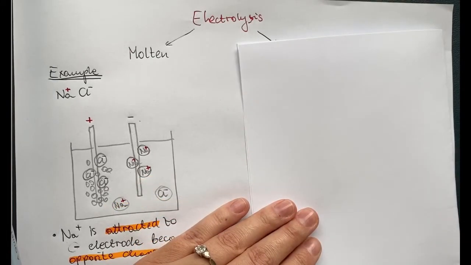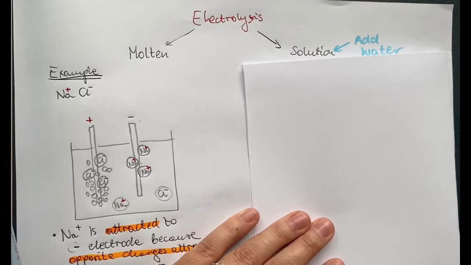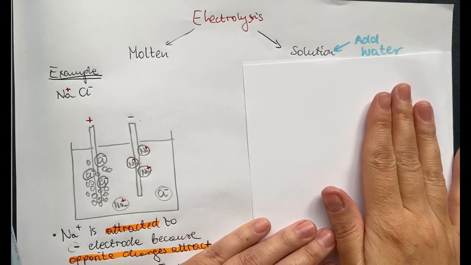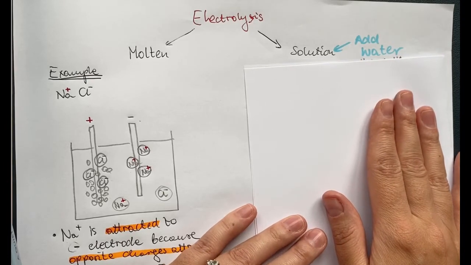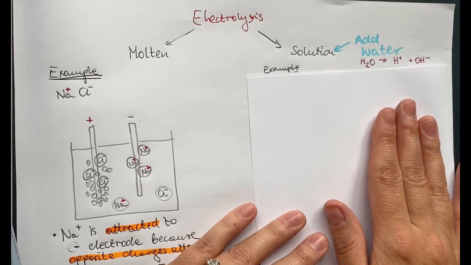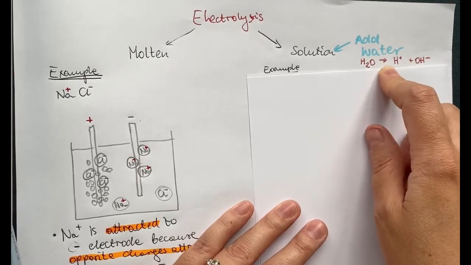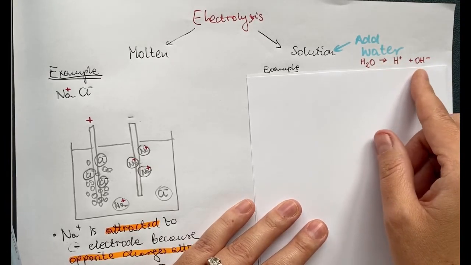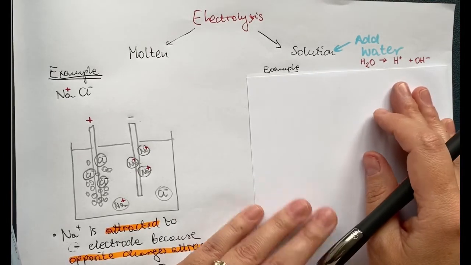So we looked at electrolysis of molten substances. Now we're moving on to solutions. If we talk about solutions, it means that we add water to make a solution. So we need to know about the ionic representation of water, which is H+ ions plus OH- ions. I'm sure you remember this from our previous lessons on neutralization.